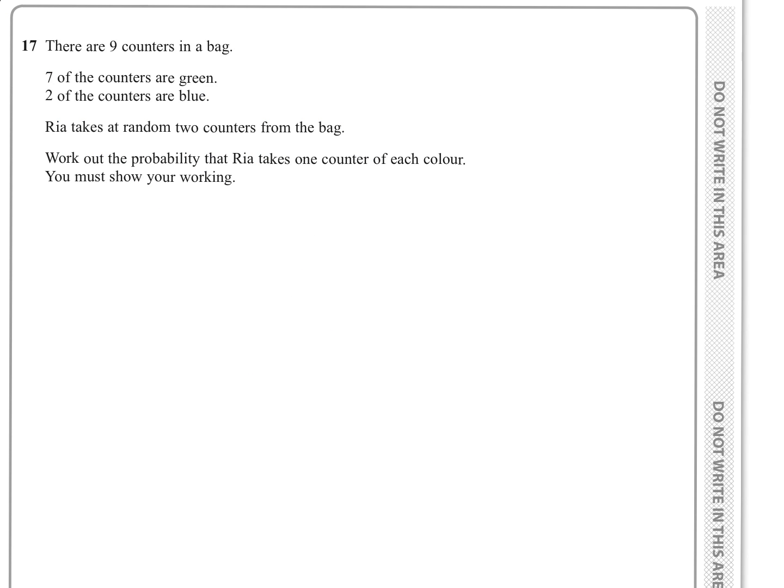Question 17. It says there are 9 counters in the bag, 7 are green, 2 are blue, and Ria takes at random 2 counters from the bag. Work out the probability that she takes 1 counter of each colour. So that would either be green first, then blue, or blue first, then green. Green, green, and blue, blue would not be acceptable. So we can draw a tree here to help.